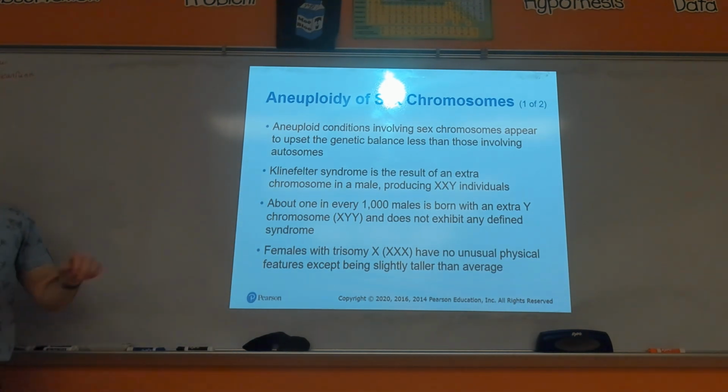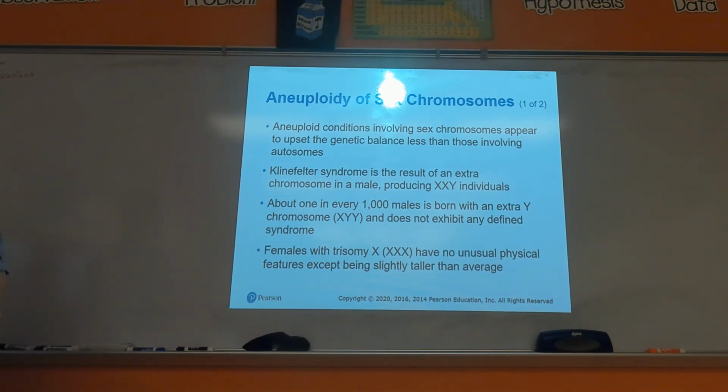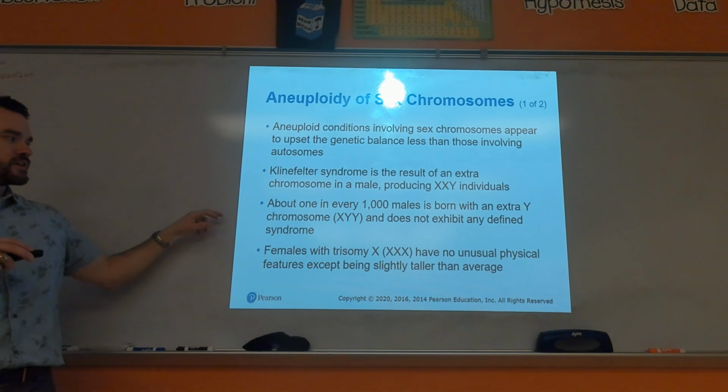For example, there's something called Klinefelter syndrome where a male gets an extra X chromosome, they're XXY. Typically males that have that tend to have more female characteristics, so maybe the hips are a little bit wider. They have a little more breast development because of that extra X chromosome making more of those gene products.